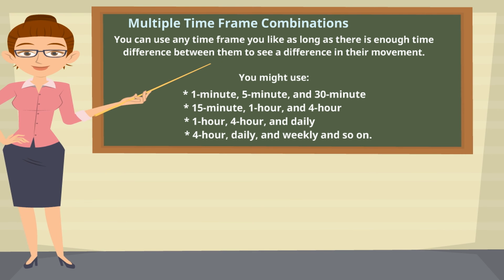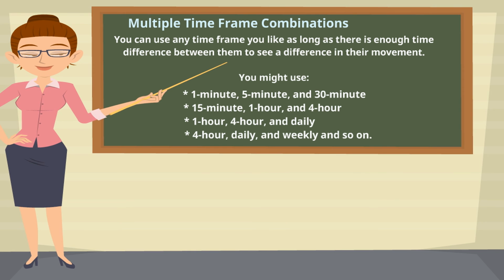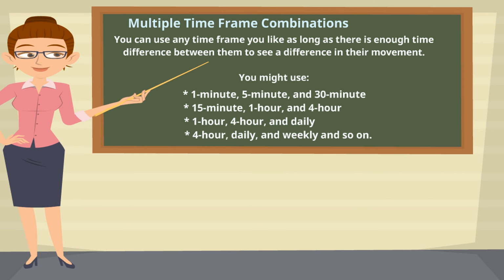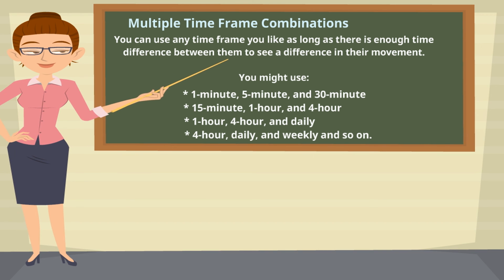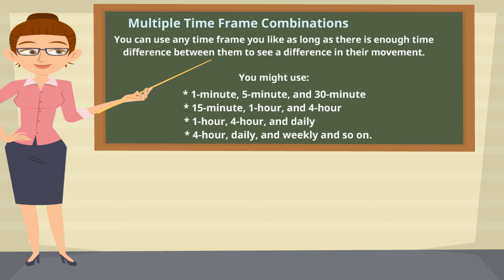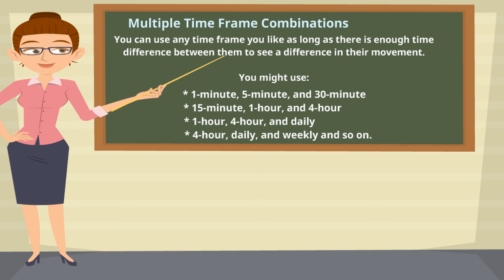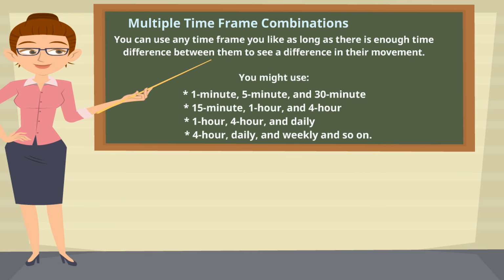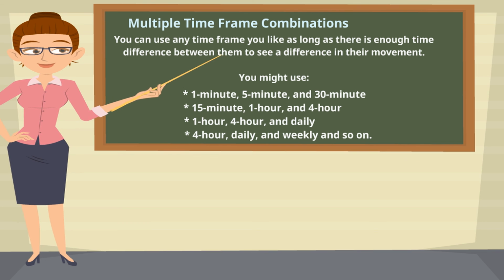Multiple time frame combinations. You can use any time frame you like as long as there is enough time difference between them to see a difference in their movement. You might use 1 minute, 5 minute, and 30 minute. 5 minute, 30 minute, and 4 hour. 15 minute, 1 hour, and 4 hour. 1 hour, 4 hour, and daily. 4 hour, daily, and weekly, and so on.